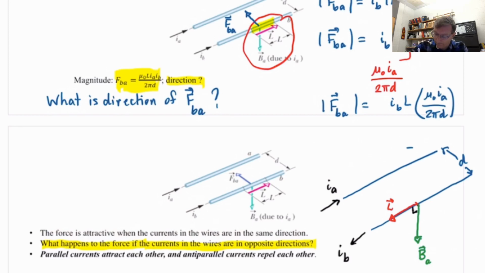What direction do you get? Do that carefully. You get that the force is now on B, due to A, is away from A. Okay? That means wire B is repelled from wire A. And the same would be true for A. It's repelled from B. So what we say is, parallel currents attract each other, and anti-parallel currents repel each other. And we just went through all the steps to see how you come to that conclusion.